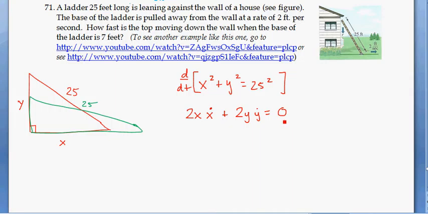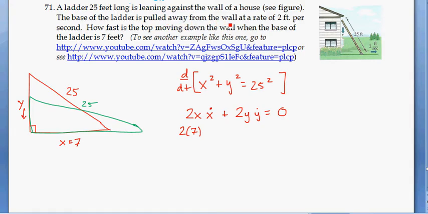Okay, so now we need to plug in what we know. They're asking about how fast the top of the ladder is moving. How fast is the top moving down? So we're thinking about y dot, right? How fast is it moving down when the base of the ladder is 7 feet? So we're thinking about the instant when x is 7. So x is 7.